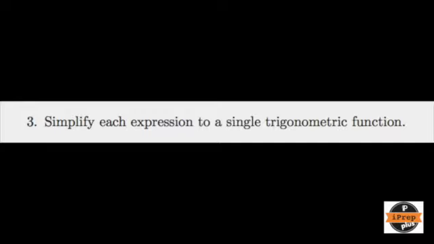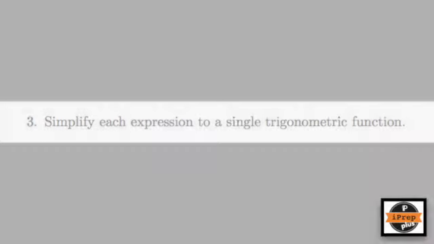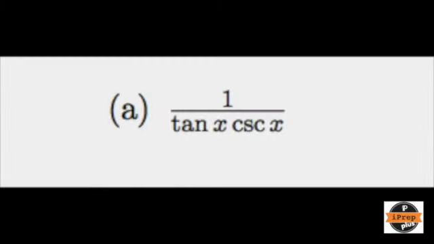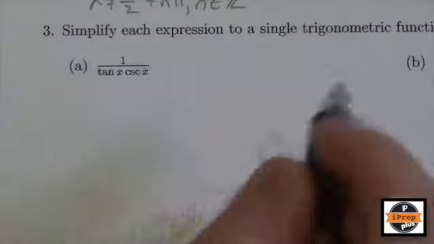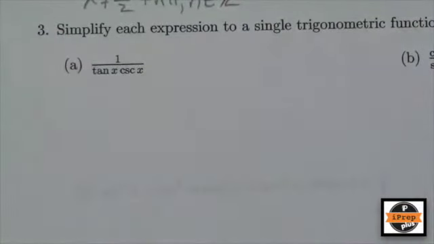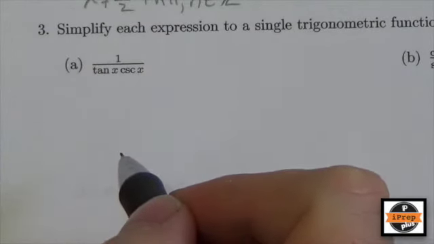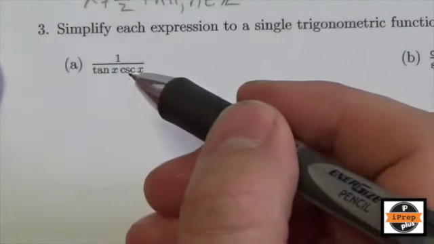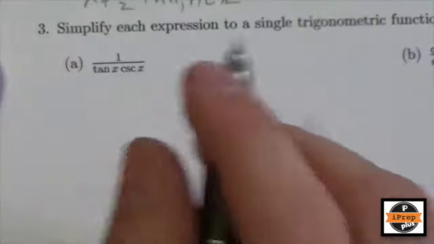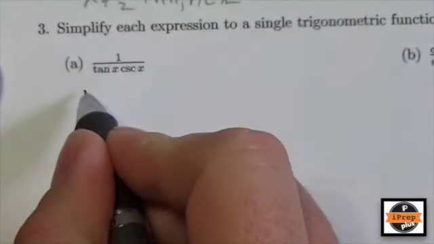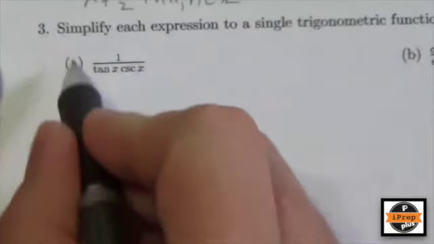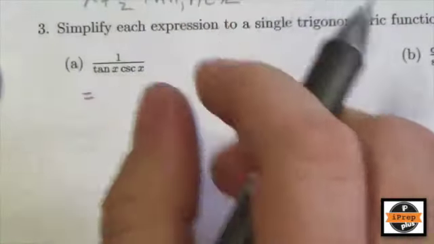Simplify each expression to a single trigonometric function. 1 divided by tan x cosecant x. Okay, so now we're going to simplify this and write this as a single trigonometric expression. What you want to bear in mind as we're working through these problems is that every step along the way, we're creating an expression that is equivalent to the one before it. So there's a couple of things we're going to have to pay attention to as we go through this. I'm looking for an expression that can be rewritten in a different form, but is essentially equivalent to this.